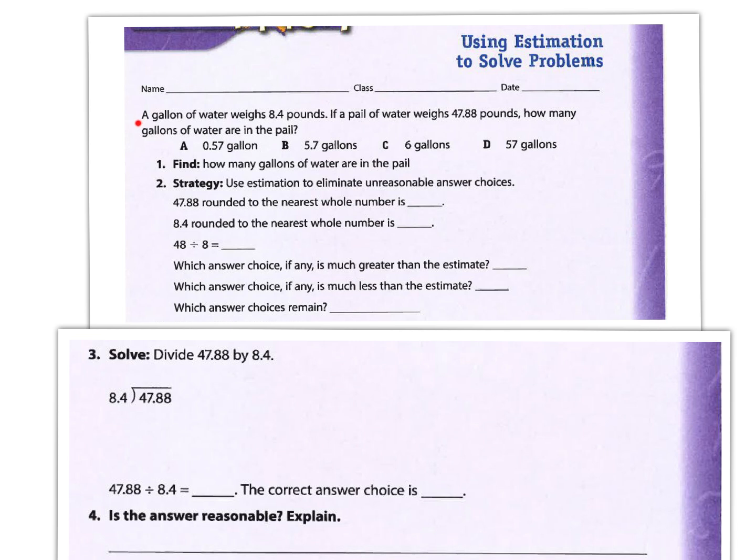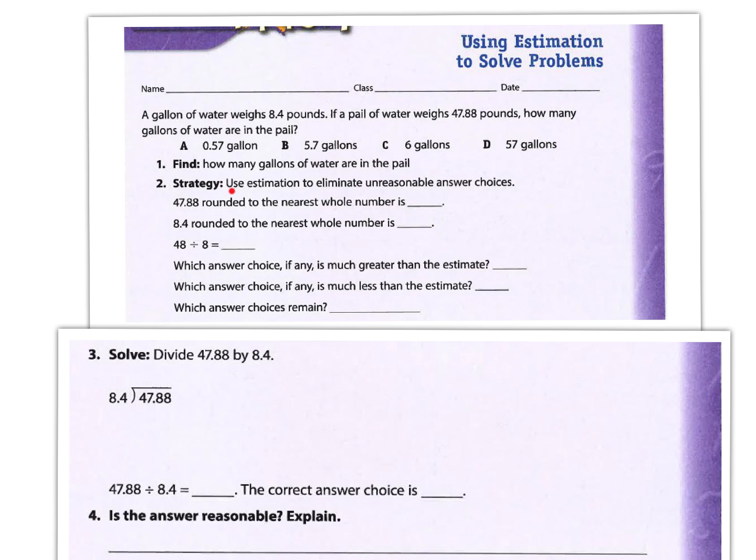So this says a gallon of water weighs 8.4 pounds. If a pail of water weighs 47.88 pounds, how many gallons of water are in the pail? A, 0.57 gallons. B, 5.7 gallons. C, 6 gallons. D, 57 gallons. So number 1, we need to find how many gallons of water are in the pail.